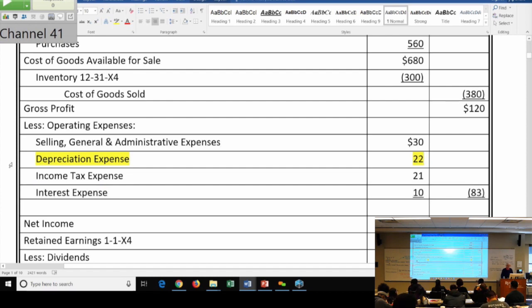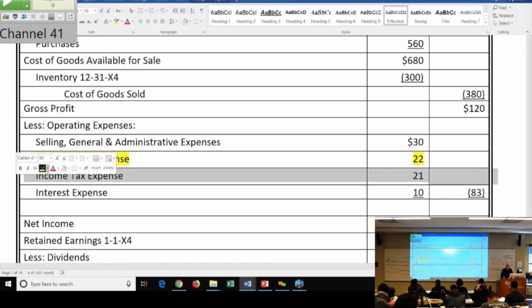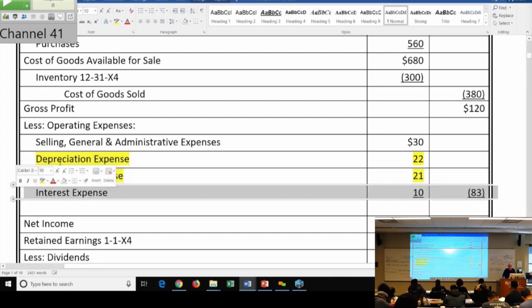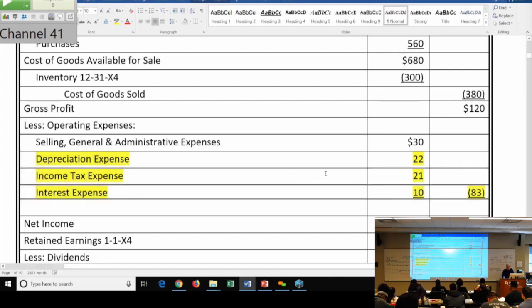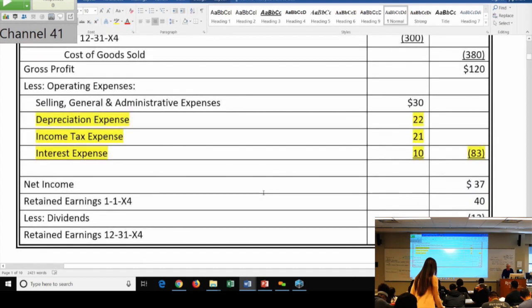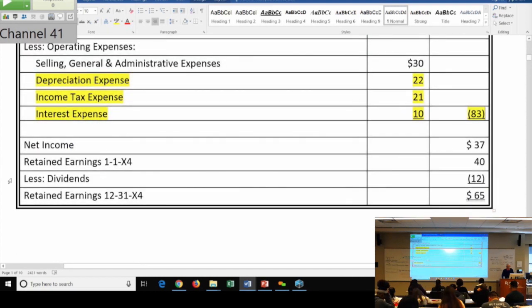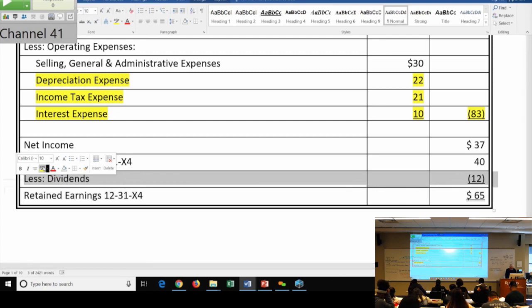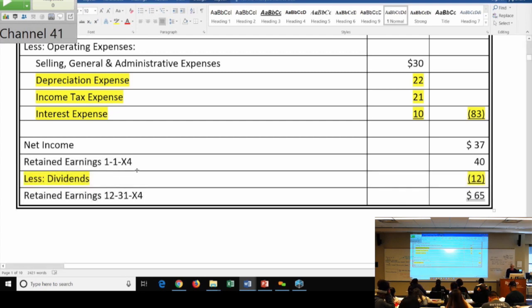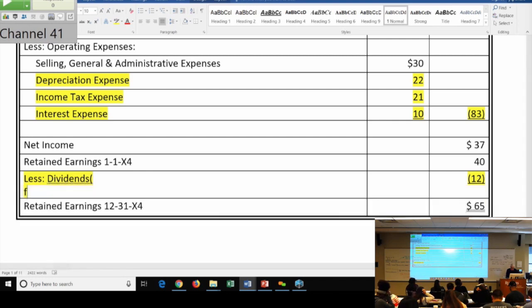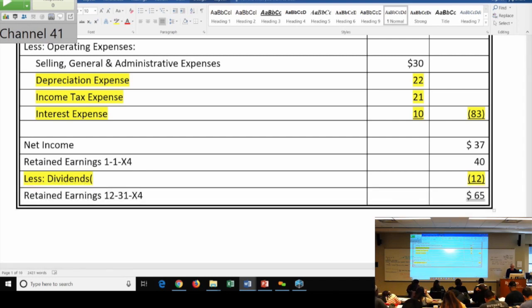I've got tax expense and interest expense, which I know I've got to disclose. I've got net income. I have beginning retained earnings, less dividends. Now, I'm going to put this in parentheses, this is going to be dividends declared. Not necessarily paid.